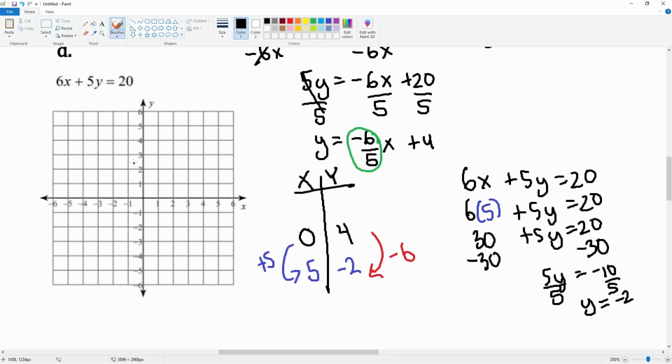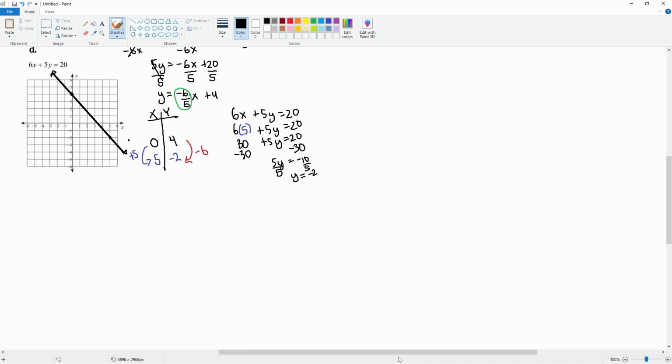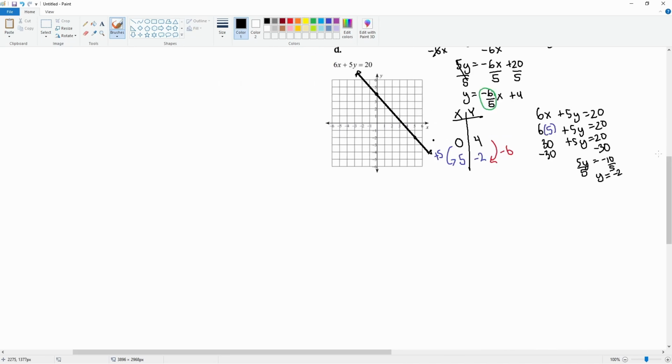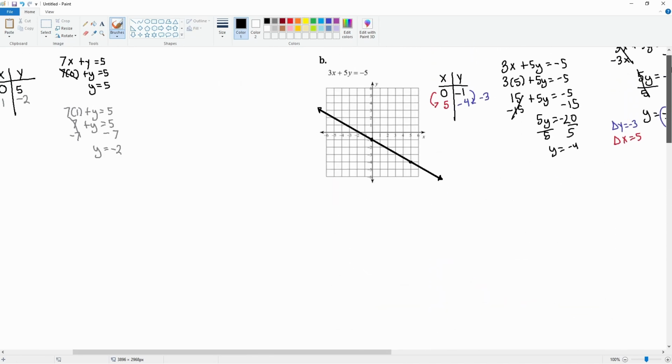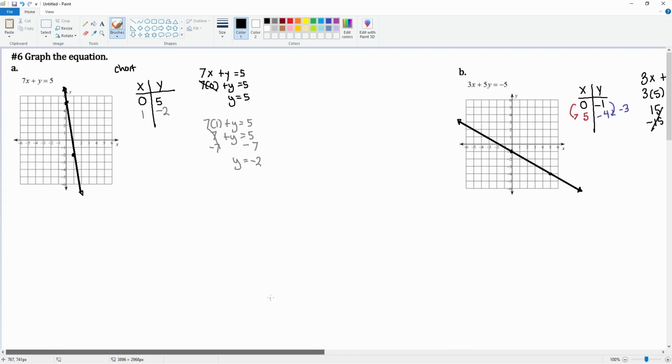Therefore, I have now my points 0, 4 and 5, -2, which is right here. That is now my graph for it. All right, there you go. That is how you graph. You always make a chart, and it's always useful to put the equation in y equals mx plus b.